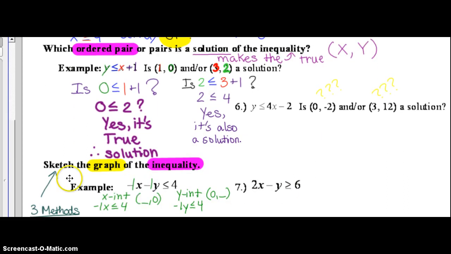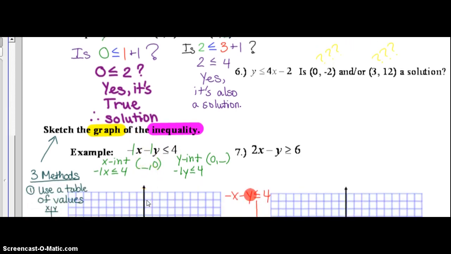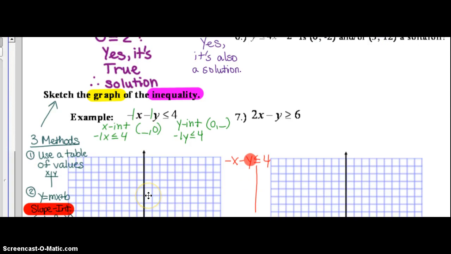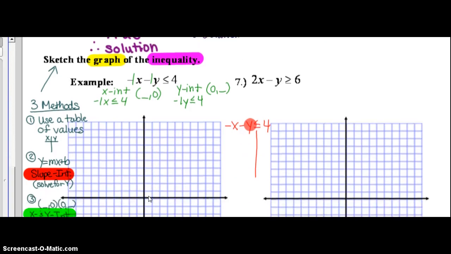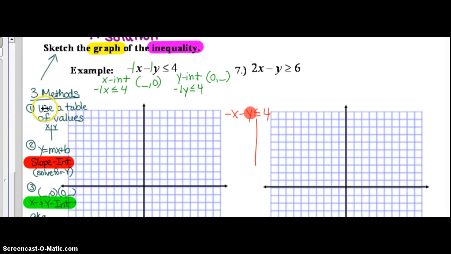The next example that goes along with question 7 on the review asks you to sketch a graph of the inequality. This time we have an x and a y variable, so we're going to have to use the coordinate plane. There are 3 methods that we covered in chapter 4. Those 3 methods involved using a table of values. Sometimes you're given the value of x and you have to find y. Sometimes you have to choose your values for x and find y.